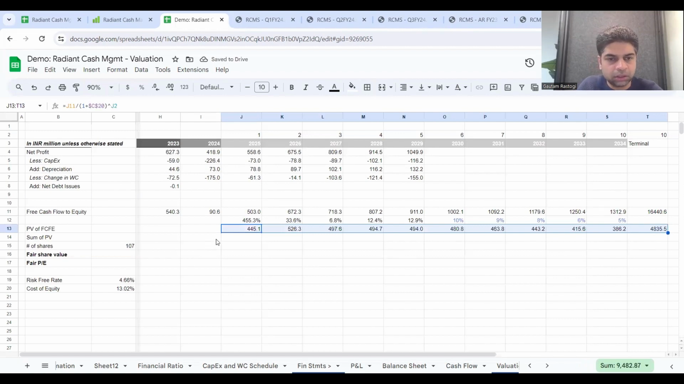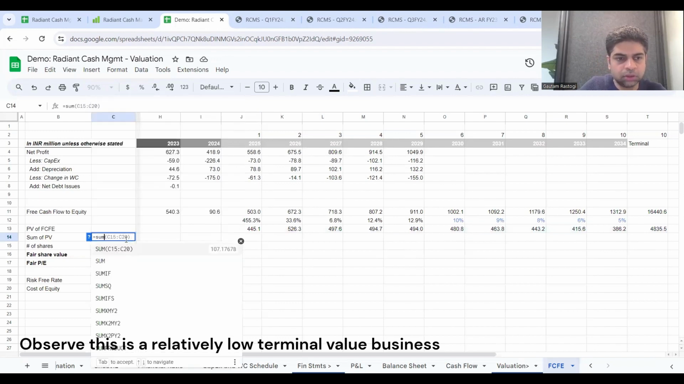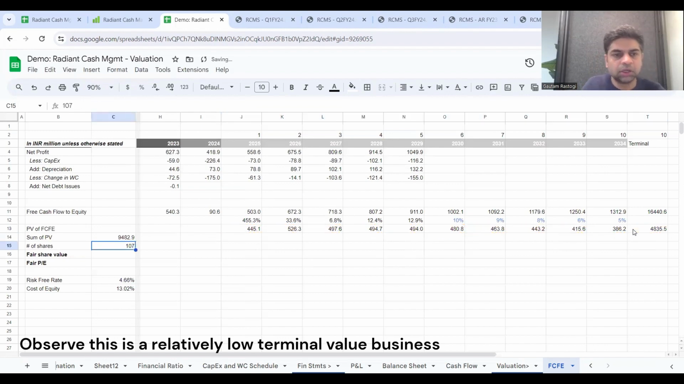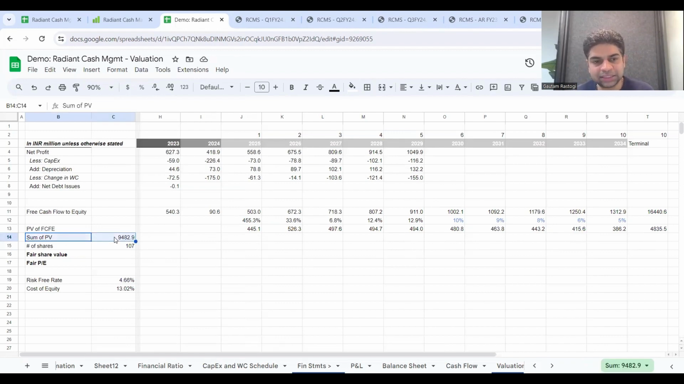Okay. All right. So the sum of my free cash flow to equity, the summation of all of these, gives my sum of present value. This number is almost 948 million, which is about 950 crore. So this is very close, in fact almost the same as the market cap at which the company is trading.